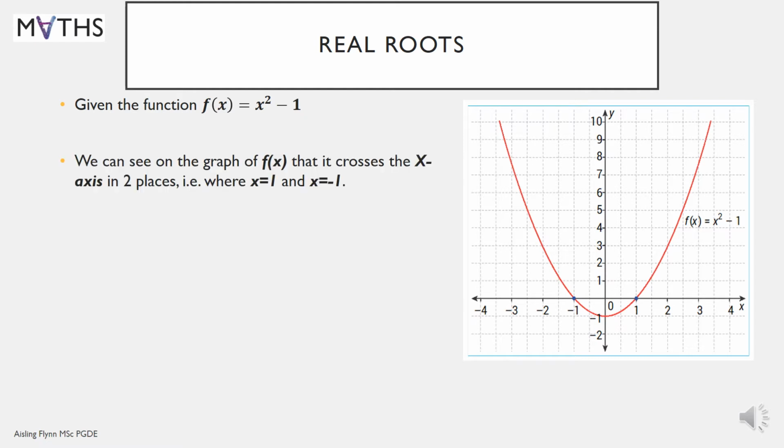Okay, we can see from the graph of f of x that it crosses the x-axis in two places, at x equals 1 and x equals minus 1. These are called the roots of the function. Okay, and they're shown there with the yellow arrows.